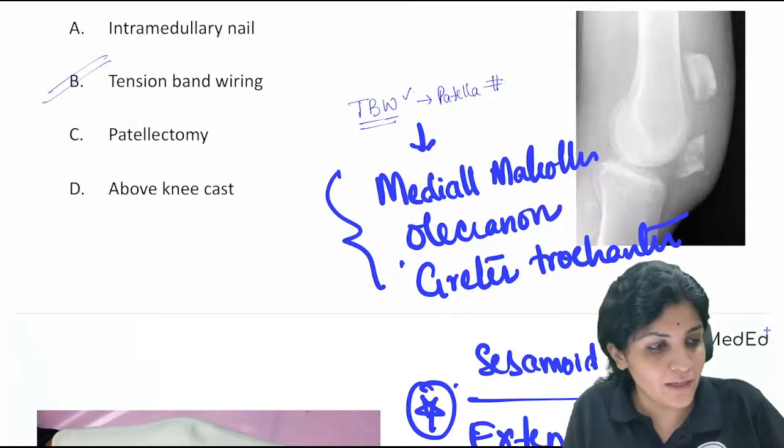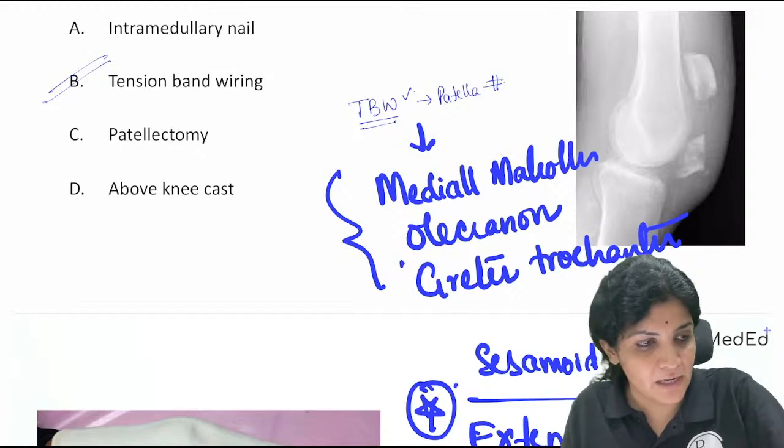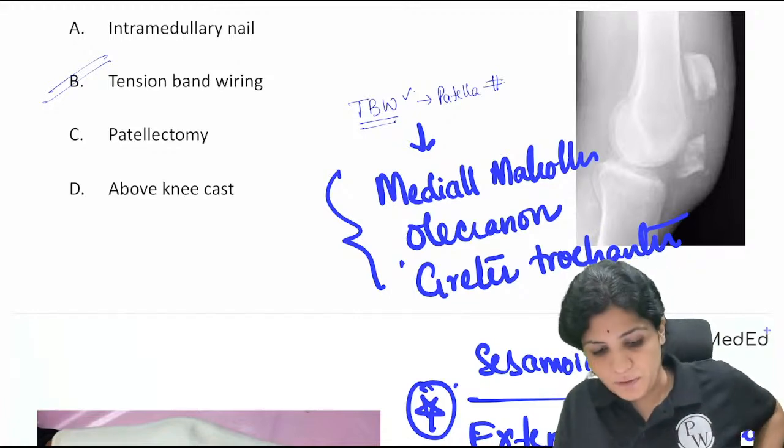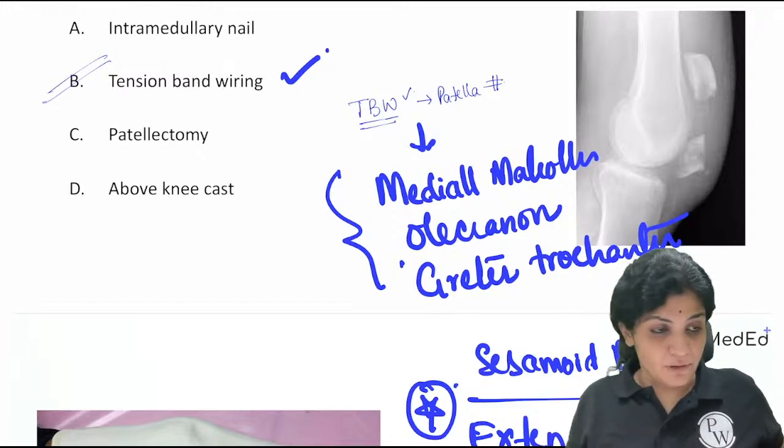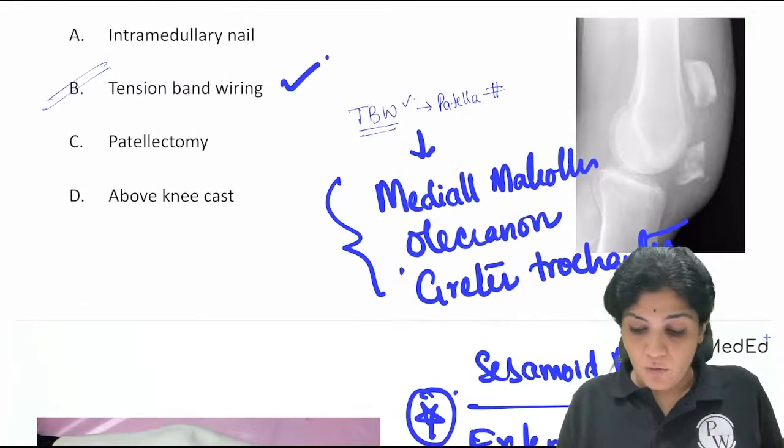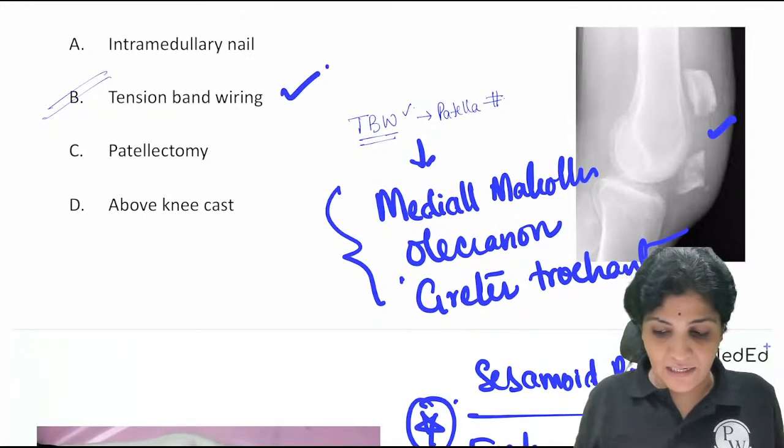Remember. Very good, Bharat. Olecranon, patella, lateral malleolus, and greater trochanter. Very good. Super. So that is the answer for tension band wiring. So be sure that sometimes they may put medial malleolus also. So the answer would be tension band wiring. So what is actually tension band wiring?